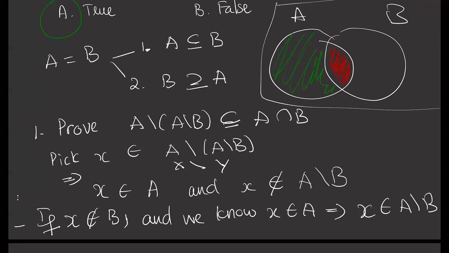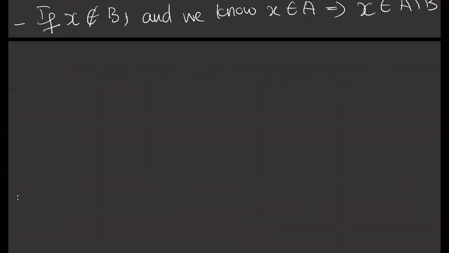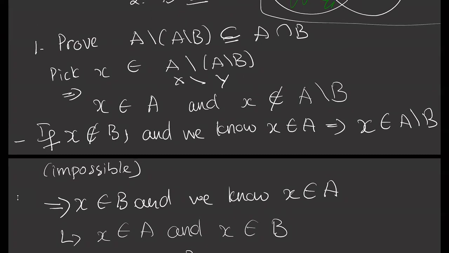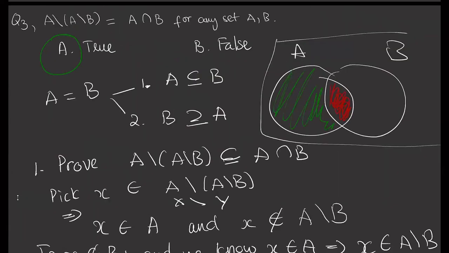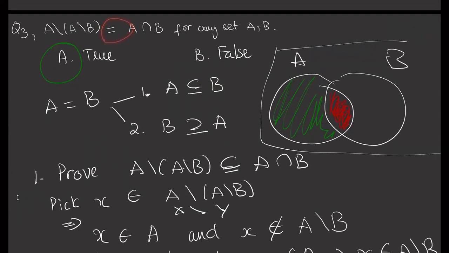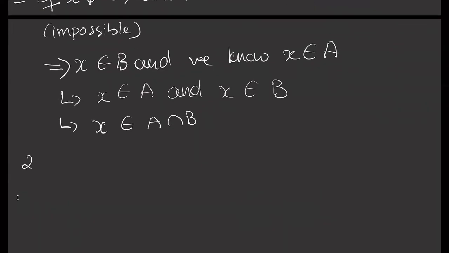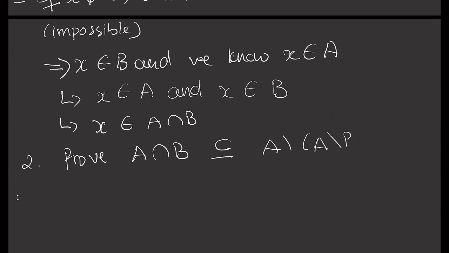So we proved the first side. We proved that this one is a subset of this, but we actually want to prove the equality. So we have to prove the other way around as well. So second step, we want to prove A intersect B is a subset of this one.